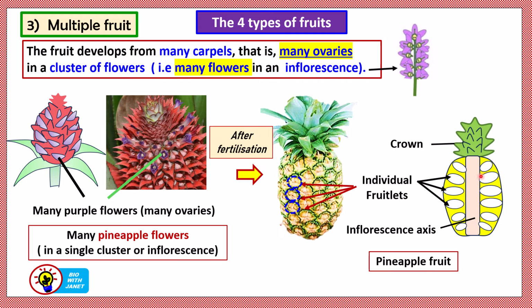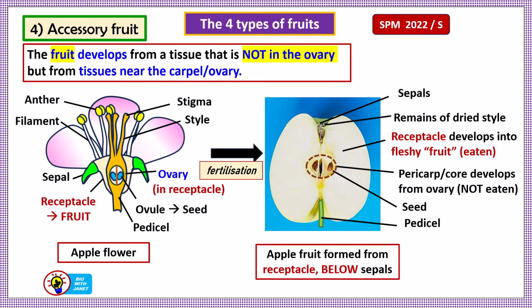Okay, so remember, M stands for multiple fruit. M stands for many flowers, from many flowers with many ovaries.